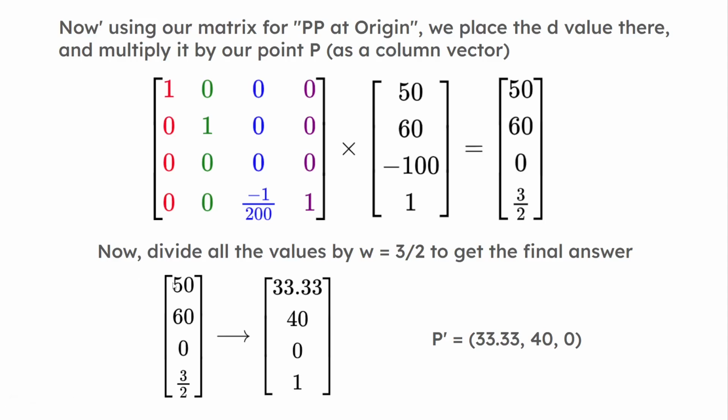So we have divided 50 by w. We have got 33.33. And same for the y component, so we got 40. 0 divided by 3 by 2 is 0. And w divided by w, which is 3 by 2 divided by 3 by 2, gives 1. So we've got our final column matrix. Now we can rearrange it to our coordinate system, where our final answer is 33.33, 40, and 0. I hope these two examples cover those two scenarios where we do perspective projection.